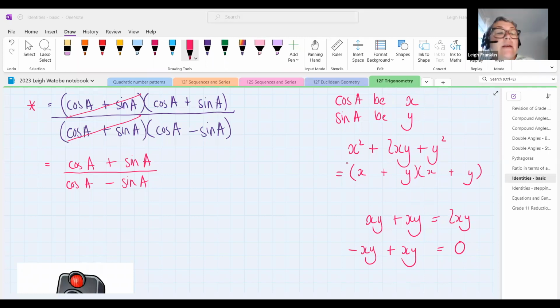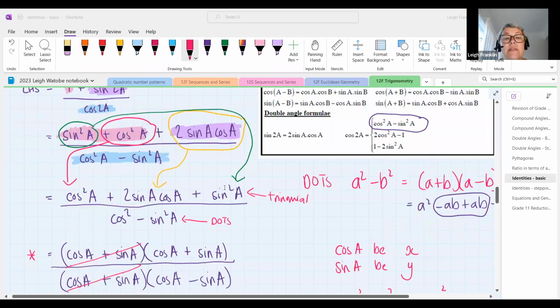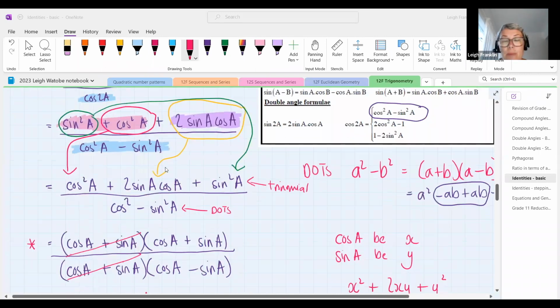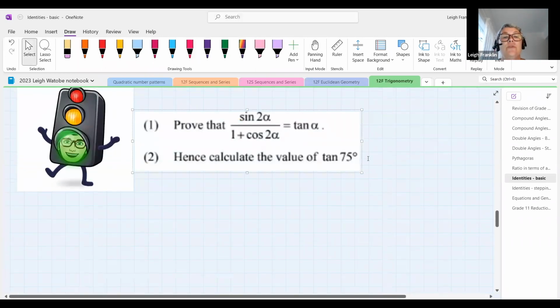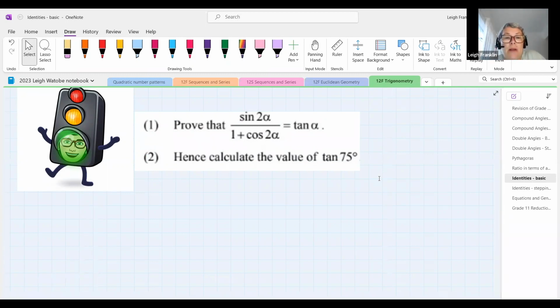Yeah, absolutely. And Klanta, we're going to do another question. All right, well, then I tell you what, maybe what I must do is I'll leave the second part and let's try and do this question over here. All right. So proving that sine 2 alpha over 1 plus cos 2 alpha is equal to tan alpha. Might be a little bit easier.